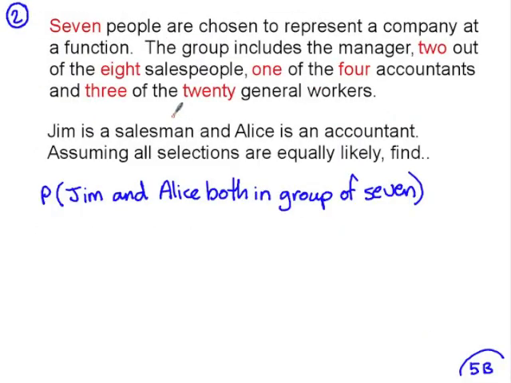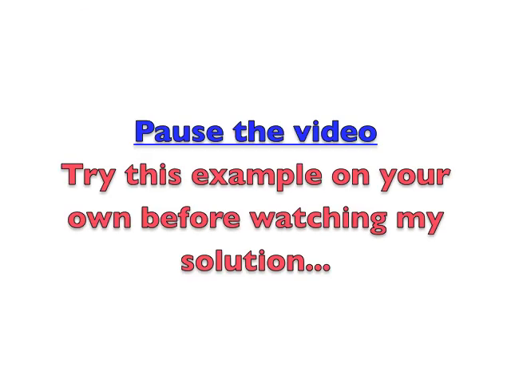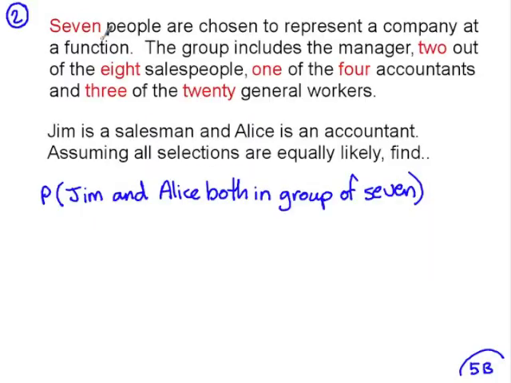In this next example, I've deliberately highlighted all of the numbers to make it easier to find them in the context of the question. We need to choose 7 people to represent a company at a function. We have to include the manager, 2 out of 8 salespeople, 1 out of 4 accountants, and 3 out of 20 general workers. Jim's a salesman, Alice is an accountant, and we're looking for the probability that Jim and Alice are both in the group. I'm going to write this as one single fraction.